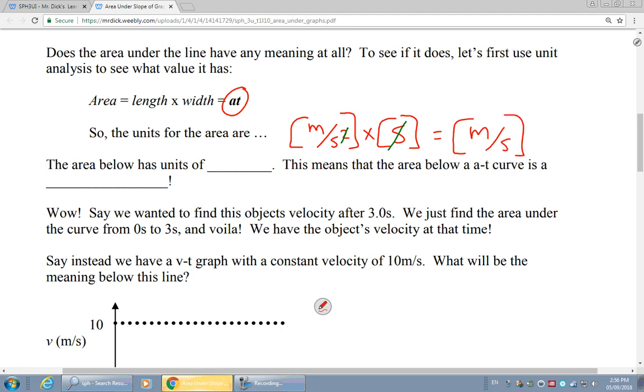So we didn't really know exactly what we were trying to calculate there, but when we did find that area, find acceleration multiplied by time, we ended up getting something with units of meters per second. Well, what does that actually mean? Well, we know what's measured in meters per second. It's velocity. So the area below an a-t curve is actually telling you a velocity. Specifically, it's telling us what velocity that object has reached once it gets to that final point in time that we marked off on the graph.